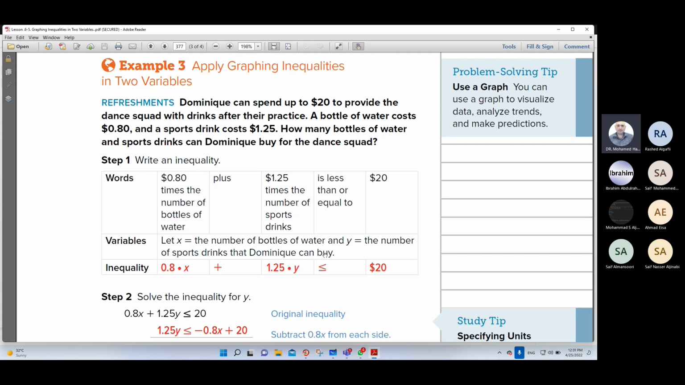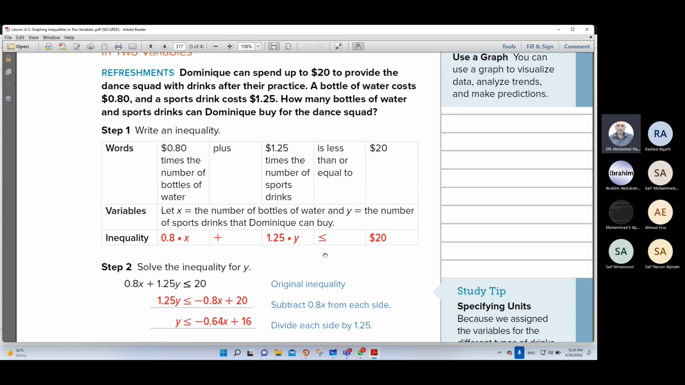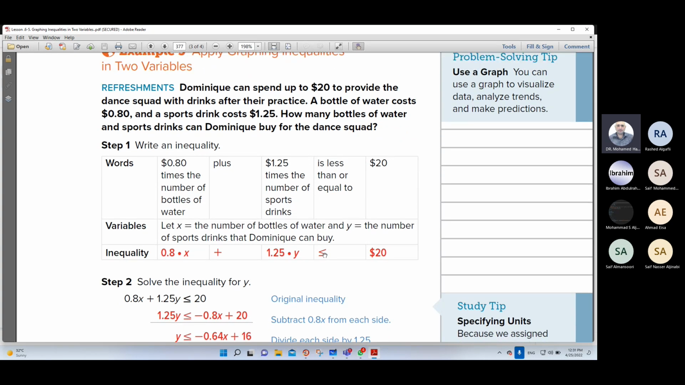Applying graphing inequalities in two variables. Look at this example. Dominic can spend up to $20 to provide the team squad with a drink after their practice. A bottle of water costs $0.80 and a sports drink costs $1.25. How many bottles of water and sports drinks can you buy for the dance students?